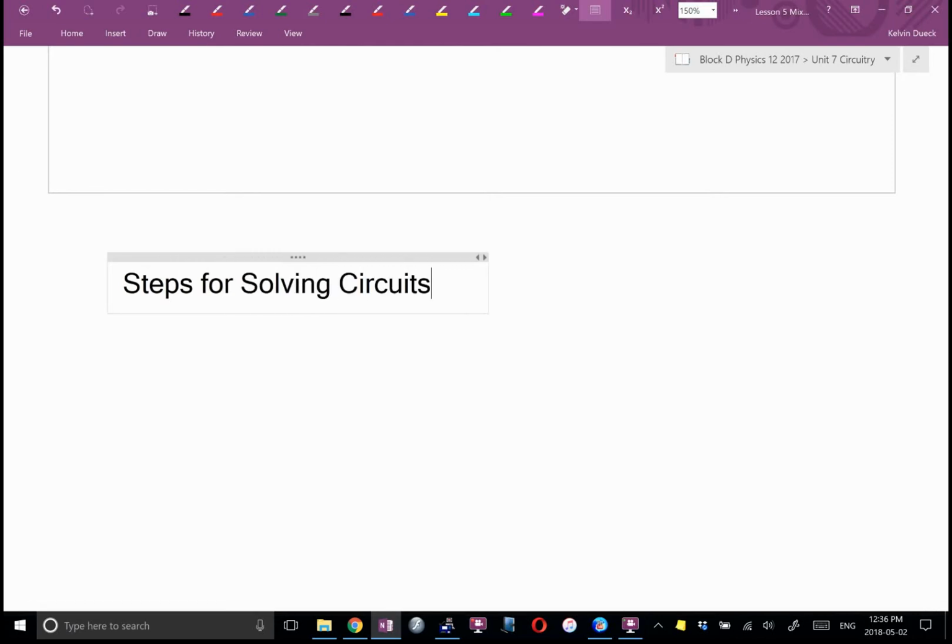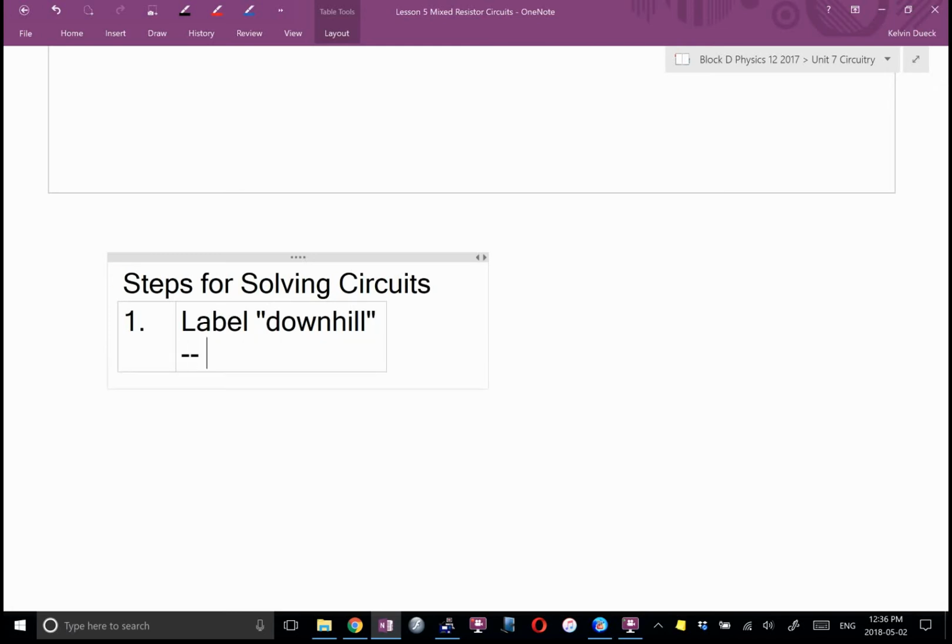You may want to write this down. I did say we've been doing it orally. I said eventually we're going to make a little list. Here are the steps for solving circuits. The first thing that you're going to do is label, and I'll put it in quotes, "downhill." Remember, that's from positive to negative.